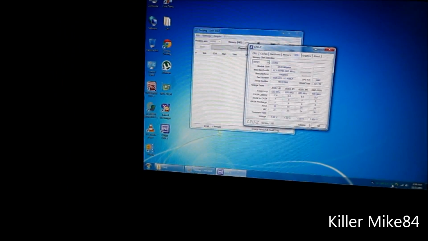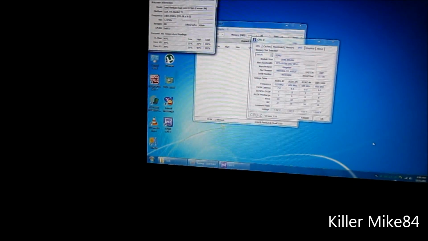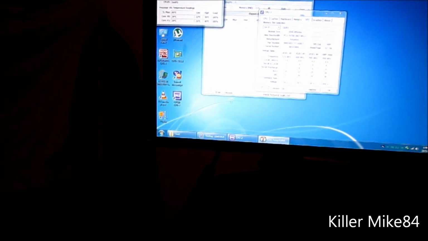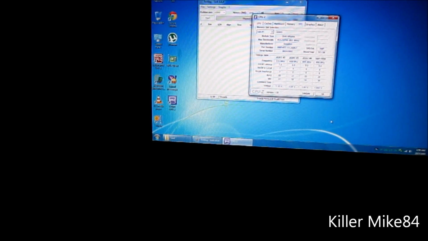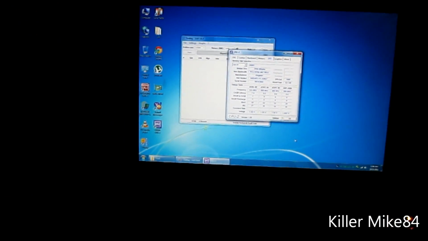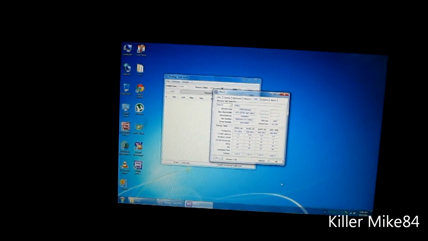I'm surprised, it's under 40 Celsius on air, for crying out loud. Imagine if I jumped the voltage a little bit, I'd probably get it up. If I could do it at 2.5, man, that'd be great. It's pushing it, but we'll find out.